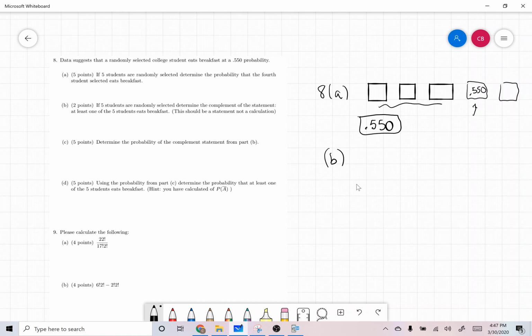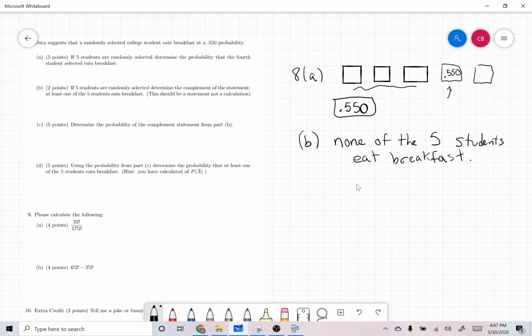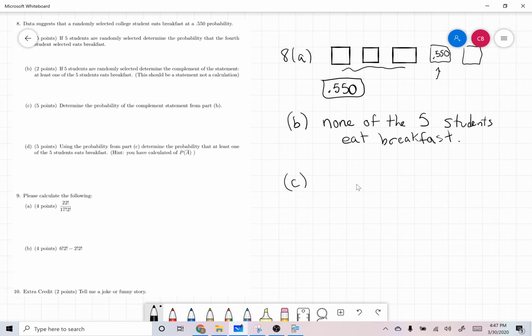So the complement to at least one is none of the 5 students eat breakfast. And that's what I'm going to be looking for. I'm going to be looking for a statement, so you should be able to type that out or something similar to that to answer that question. Then next is determine the probability of the complement statement. So determine the probability that none of the 5 students eat breakfast.